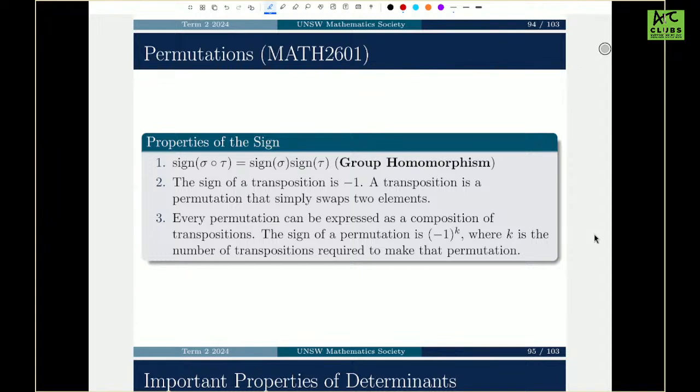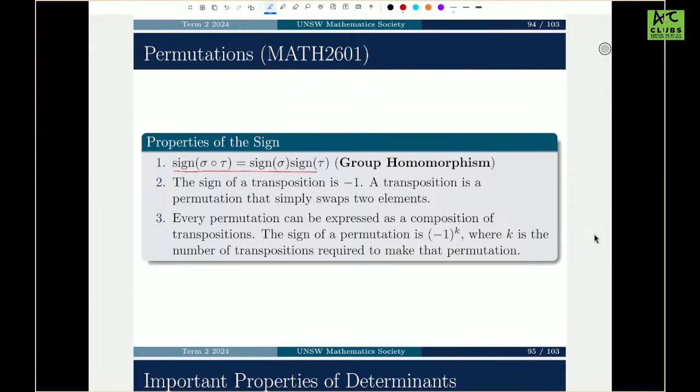So it's the permutation group defined under composition, and this here is just a homomorphism. I think it's kind of cool. So the next property is the sign of a transposition is -1. So you do one transposition, the sign of that is just -1 because 1 is odd, so it's an odd permutation. Again, a transposition just swaps two elements.